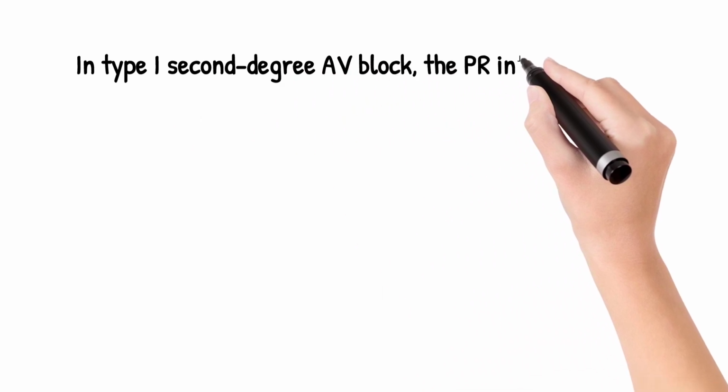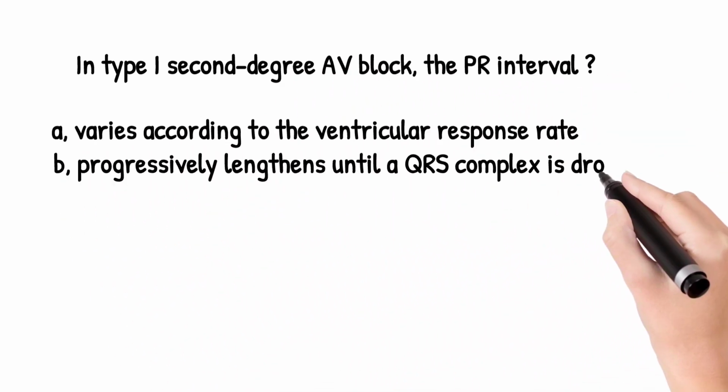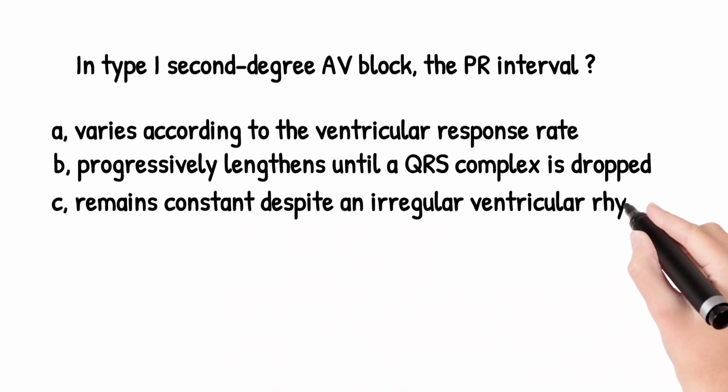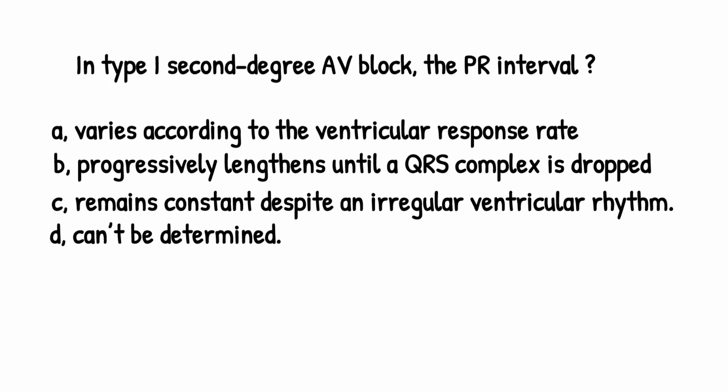In type 1 second degree AV block, the PR interval Option A varies according to the ventricular response rate. Option B progressively lengthens until a QRS is dropped. Option C remains constant despite an irregular ventricular rhythm. Option D can't be determined. The answer is Option B, progressively lengthens until a QRS complex is dropped.